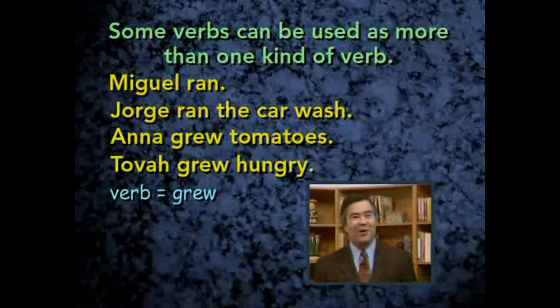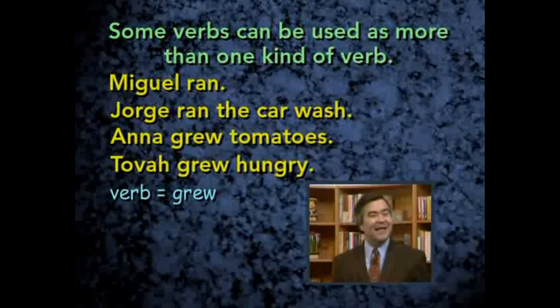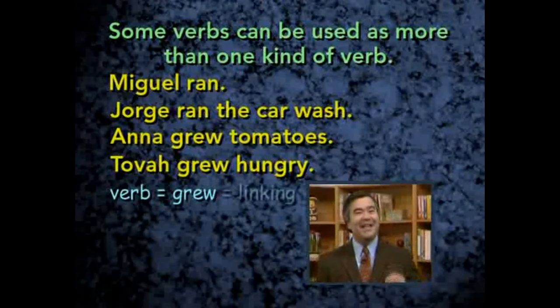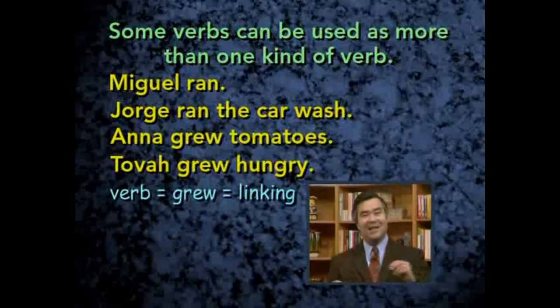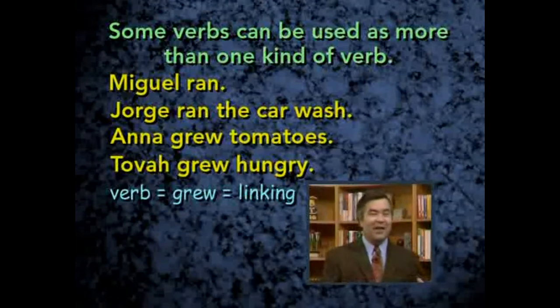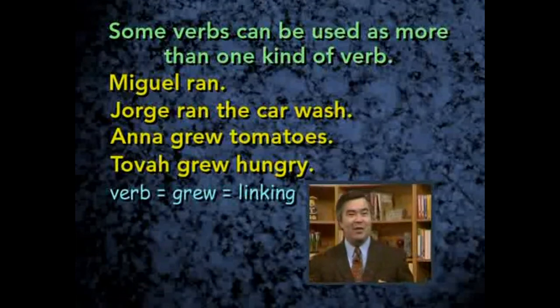Therefore, what kind of verb is grew? In this case, grew is being used as a linking verb. The two words Tova and hungry are being linked or equated. We're being told, in effect, that Tova was hungry. She grew hungry, that is, she got to be hungry over time, but in effect, the two things are being equated with one another.